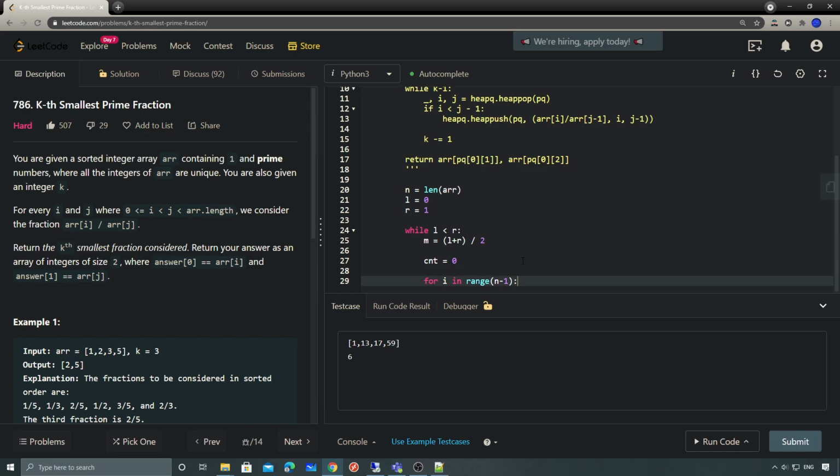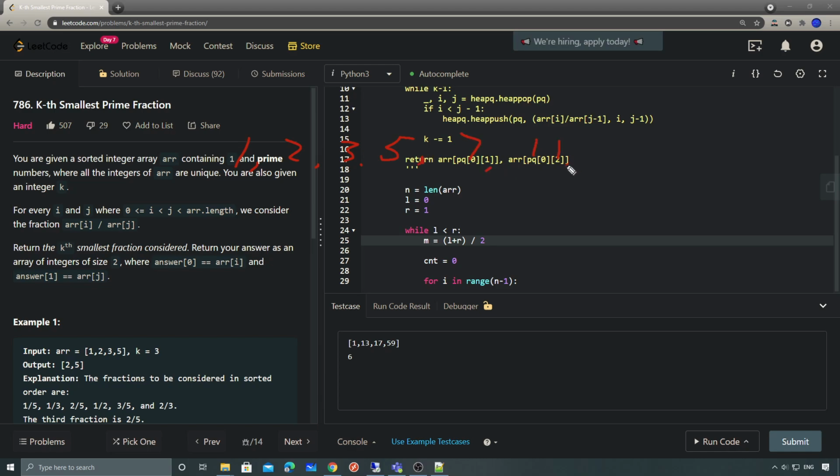Another thing is that for each given threshold, the given fraction, how can we efficiently count how many pairs are smaller than that? We don't want to brute force all the possible scenarios, because that will defeat the purpose of the binary search. So how can we efficiently count how many pairs are smaller than the current one? Again, let's say we have this 1, 2, 3, 5, 7, 11, and 13.